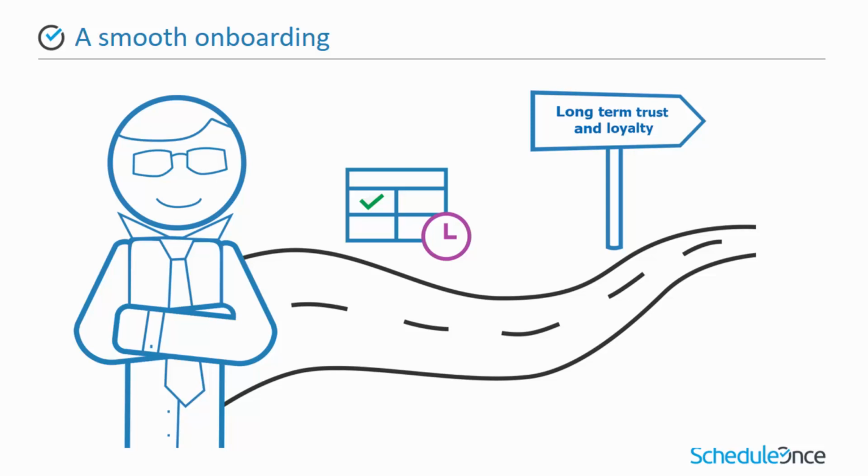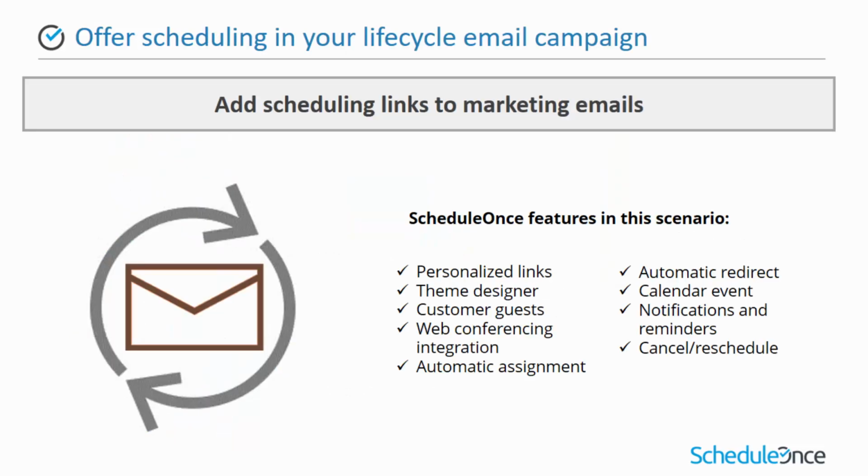So today what I want to do is show you a few different scenarios of ways that you can use online scheduling in your onboarding process. So we'll jump into the first scenario now. The first scenario that we're going to talk about today is offering scheduling in your lifecycle email campaign. Likely today, when you have new customers, you have a lifecycle email campaign, so that when customers sign up for your product or your service, they start getting emails from you to help them get used to your product, help them adopt your product, help them learn about the different features.